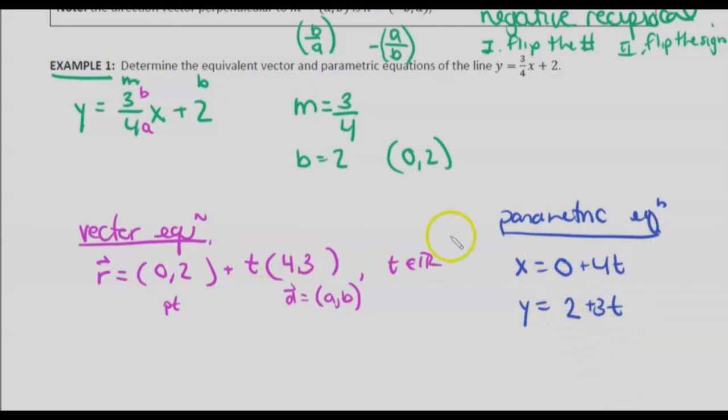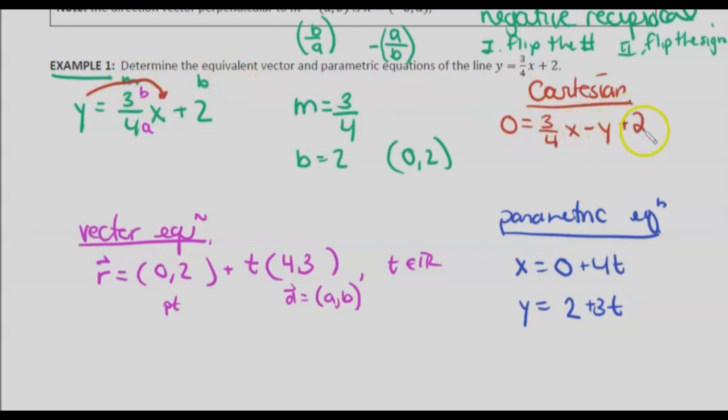Okay, I want to extend this a little bit. I want to show you the Cartesian equation, because I want to go over the steps for that again. So for the Cartesian equation, I'm going to bring over this y here and set this equal to 0. So 0 equals 3 over 4 x minus y plus 2.